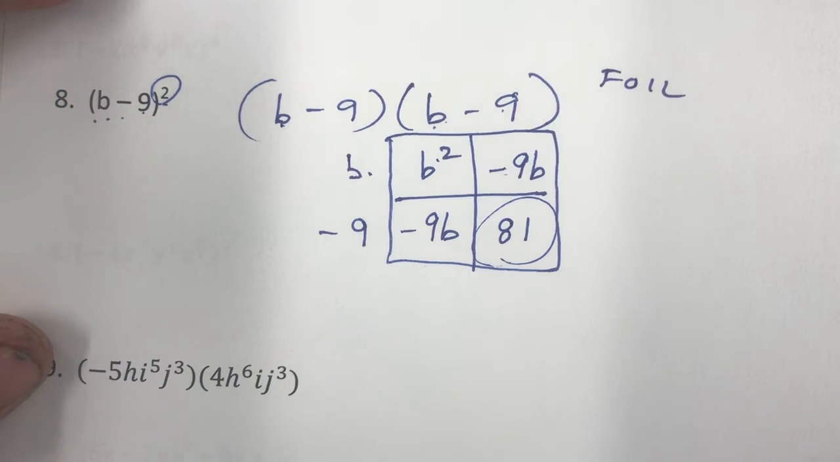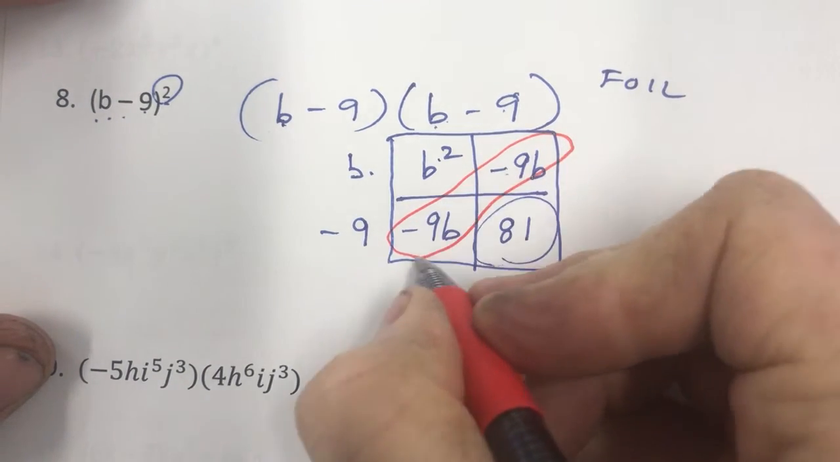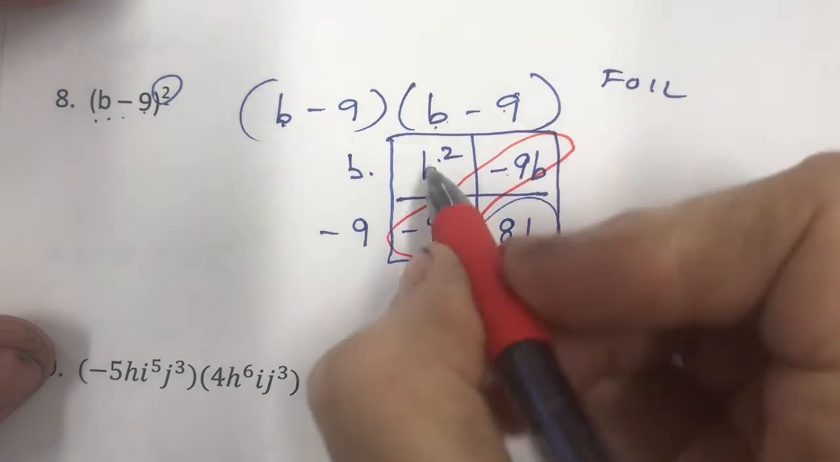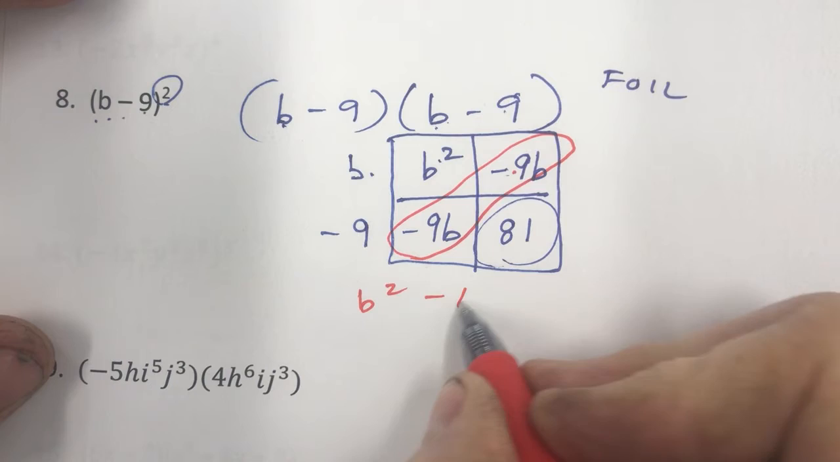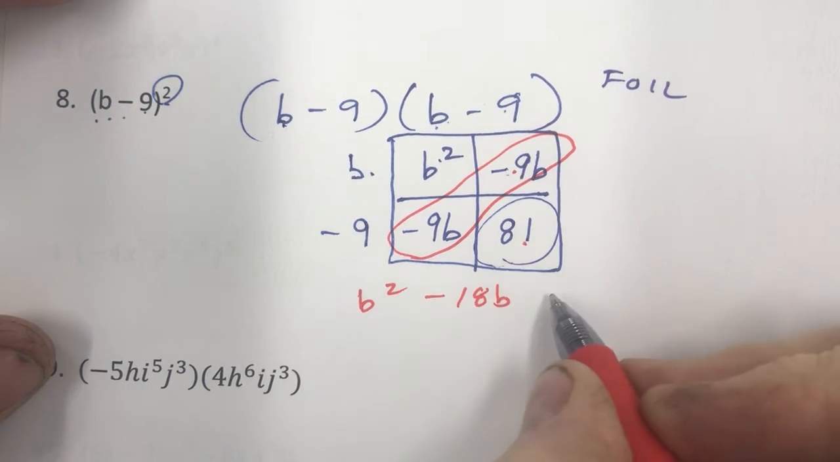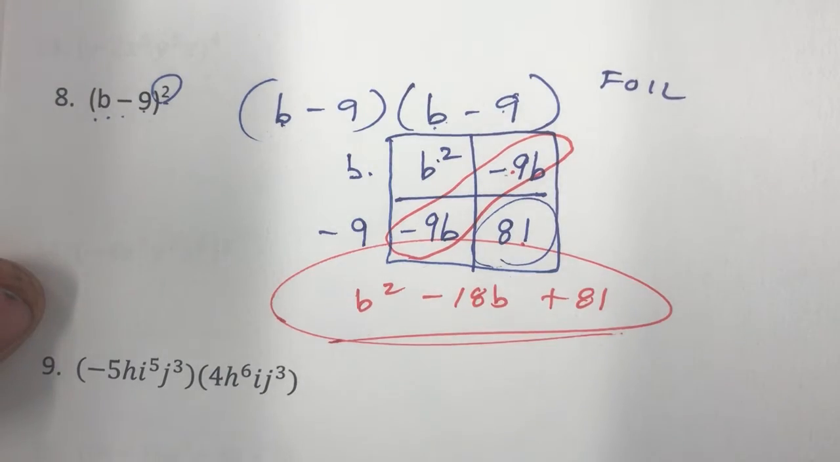Now what's cool about doing this box is that diagonally, you have like terms. So I got b squared, negative 9 plus negative 9 is negative 18b, and I got plus 81. And there's my answer.